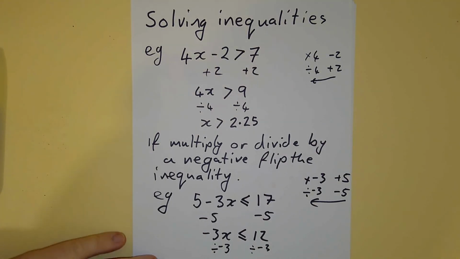Oh, I see that that's fallen off the edge of the page. So I'll write it over here. So I flip the inequality, x is greater than or equal to negative 4. Sorry about that.